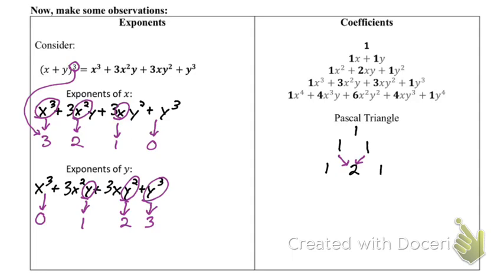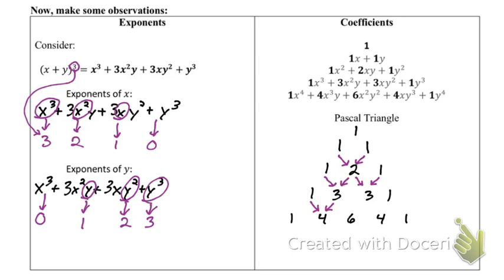The next row is going to start with a 1 and end with a 1, but what we're going to do is add the two things that are above it. So we'll have 1 plus 2 would equal 3. 2 plus 1 would also equal 3, and you have 1s on the outside. Continuing down, we'd have 1 plus 3 would equal 4. Then we'd have 3 plus 3, which would equal 6. 3 plus 1, which would equal 4. And we'd have a 1.